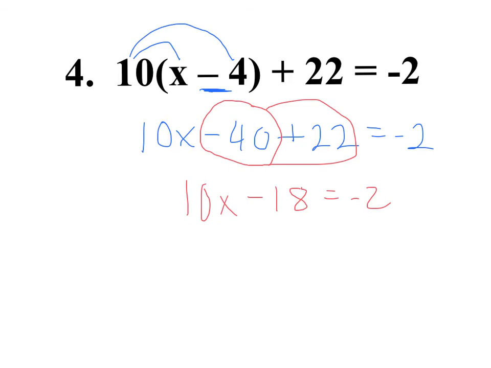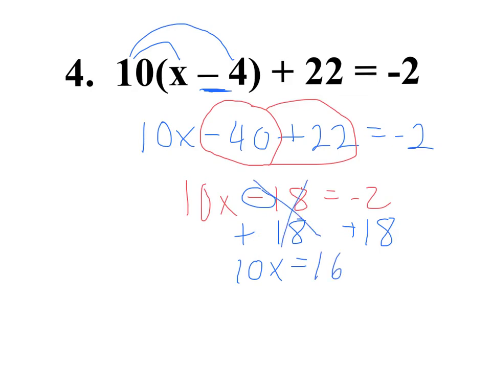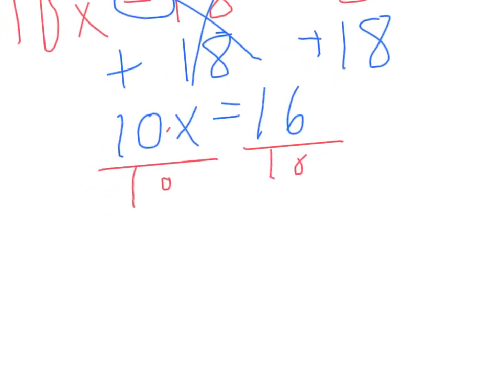Then you have to undo subtraction with addition. And that would give us 10x equals 16 after your 18's cancel out. And then finally, our last step, going to undo multiplication with division. Okay, and those 10's would cancel out, and our solution would come out to be 16 tenths. Or, if you wanted to simplify it, 8 fifths. Okay, same fraction, just simplified.